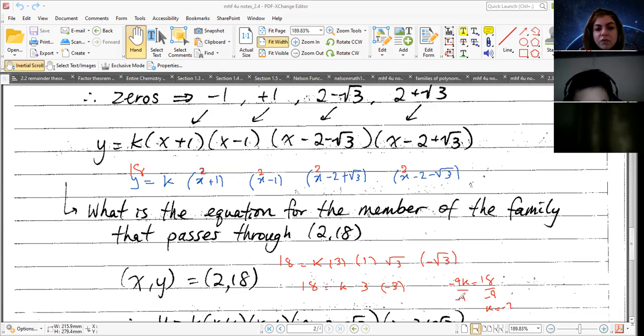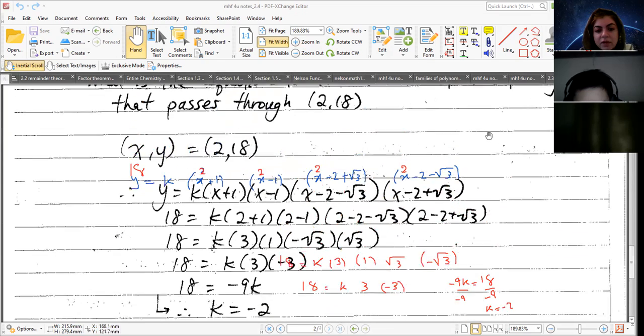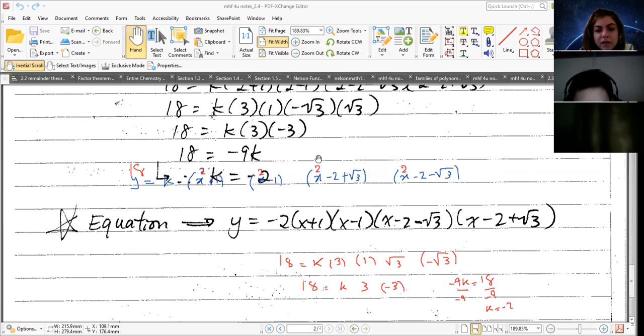When you got k equals -2, you have to rewrite this and put the -2 instead of the k. So that's the last important step that you have to follow. See, after I got k, I replace this k by -2 and I rewrite my equation.